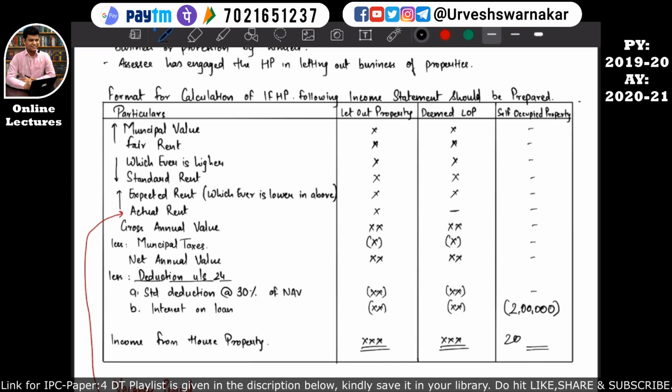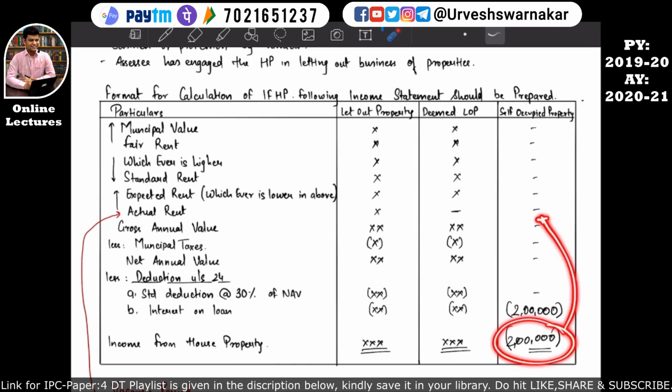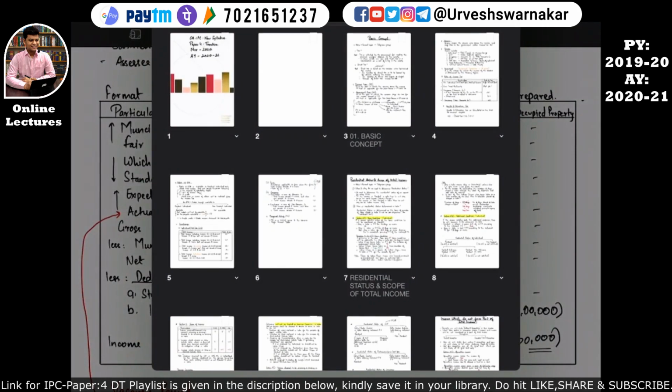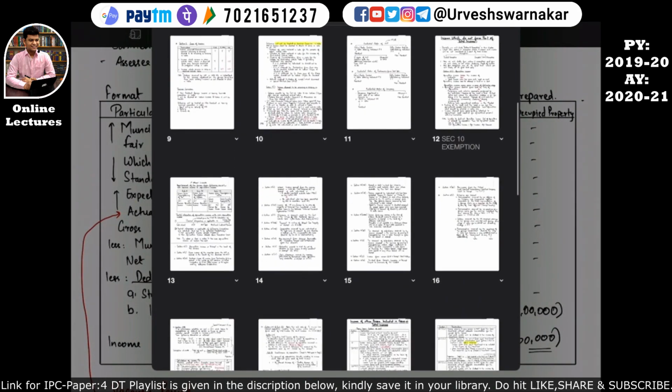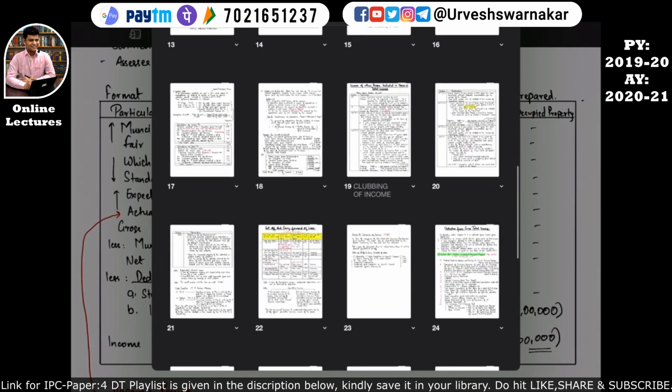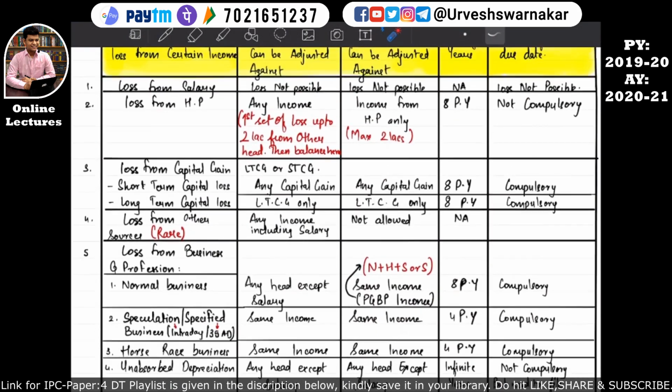Okay, so that means there is a loss from the house property, and this loss from the house property can be set off against any other different heads of income. Okay, I hope you all remember that we have studied in set off and carry forward chapter. So we have studied one more concept in set off and carry forward chapter that we will revise. Wait, I'll just open that PDF so that you all can refer that. So we have studied that over here.